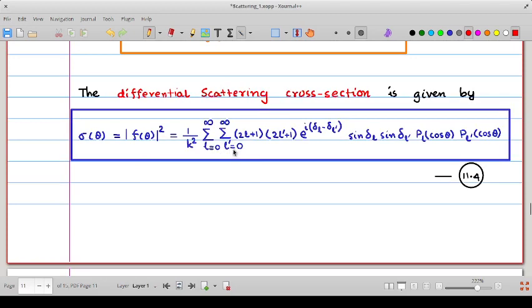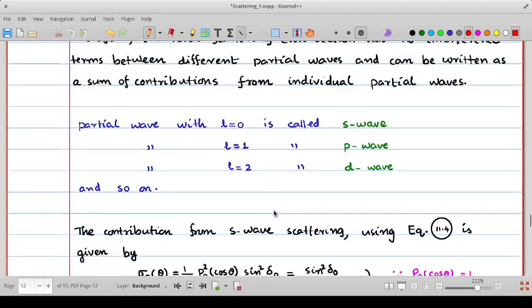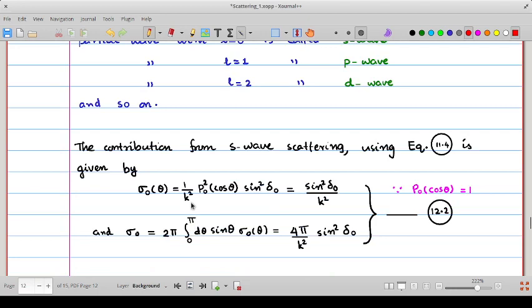So in that case, L and L dash should be 0. So this is equal to 1 by k square. These factors will become 1. Then this factor becomes e to the power i delta 0 minus delta 0, which is e to the power i 0, equal to 1, and sine delta 0 and sine delta 0 here, so sine square delta 0, then P_L of cos theta. So this becomes P0 cos theta and P0 cos theta. Now P0 of x is equal to 1, and therefore these factors become 1, and we will get the result 1 by k square P0 square cos theta sine square delta 0.